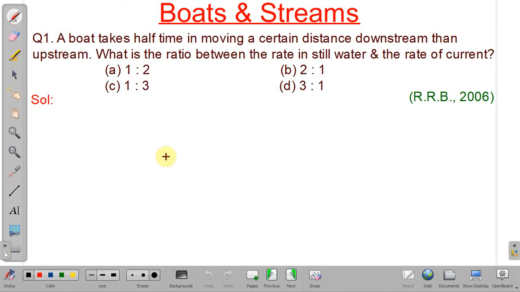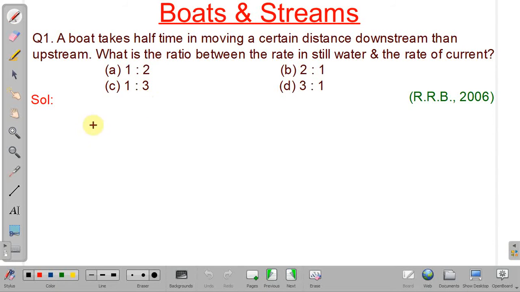See what is given in this problem. A boat is taking half the time while traveling downstream as compared to upstream. So we have to find the ratio between the rate of speed in still water of the boat and rate of current. Okay. So time ratio is given. So what will be speed ratio if the distance covered is same? So it will be reciprocal of the time. Okay. So if speed ratio is A ratio B, then time ratio will be B ratio A.